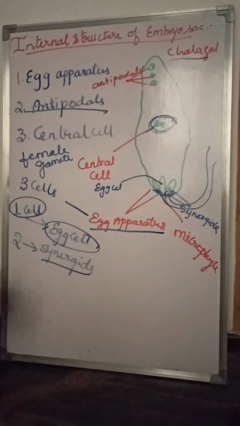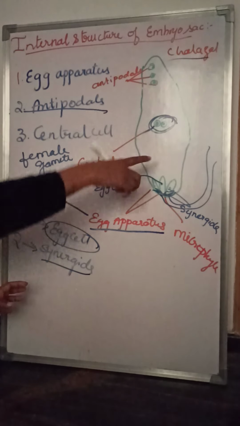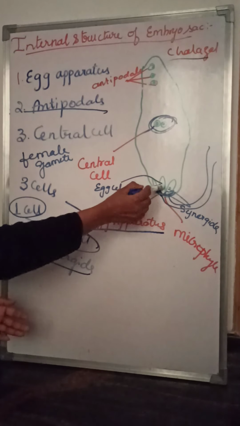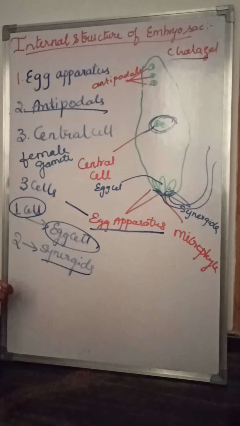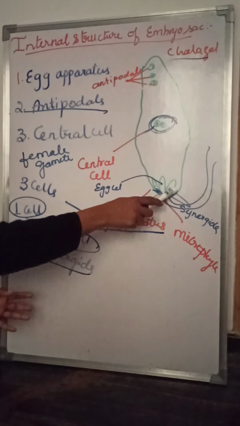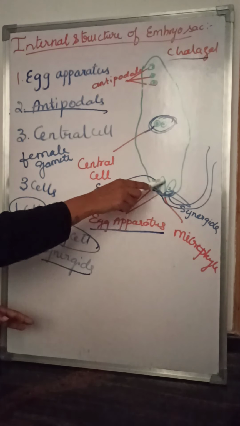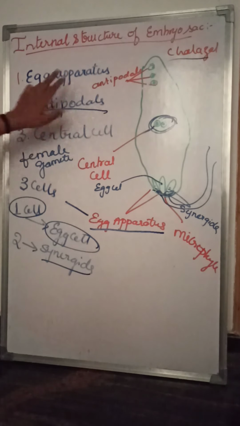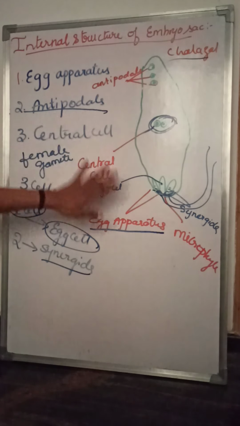So other than the polar nuclei and the egg cell, what will happen to the rest of the 5? Except the egg cell, all these 5 degenerate. The synergids also degenerate. So the antipodals and the synergids will degenerate. So that was about the external structure and the internal structure of the embryo sac.